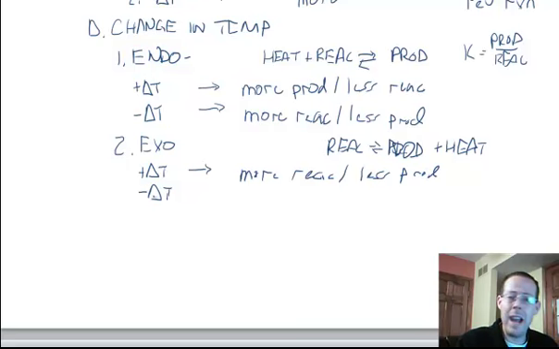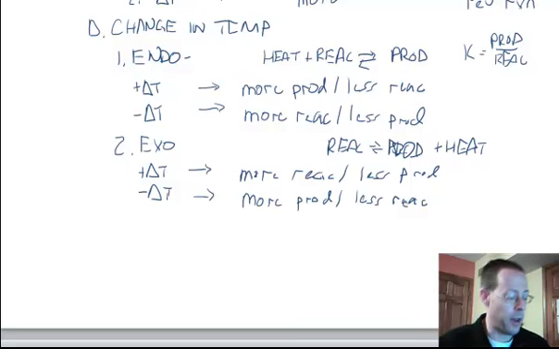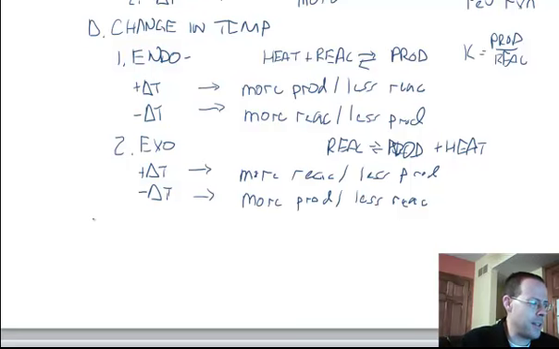If we take away the temperature, if we lower the temperature, it is going to want to make more heat. So we would say more product and less reactant. And again, that is just to reduce the stress that we're applying. And then the last thing, and this will wrap it up, is simply catalysts.